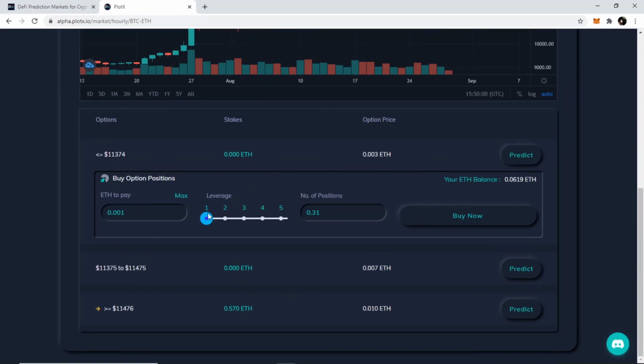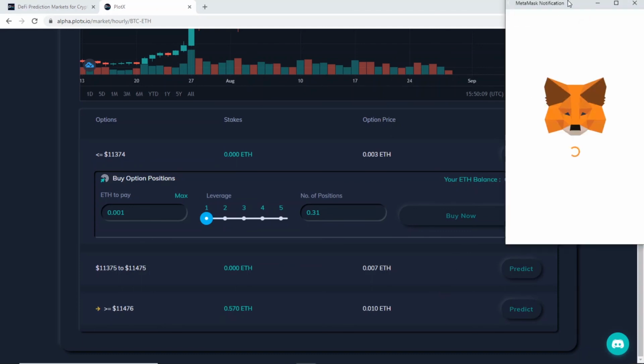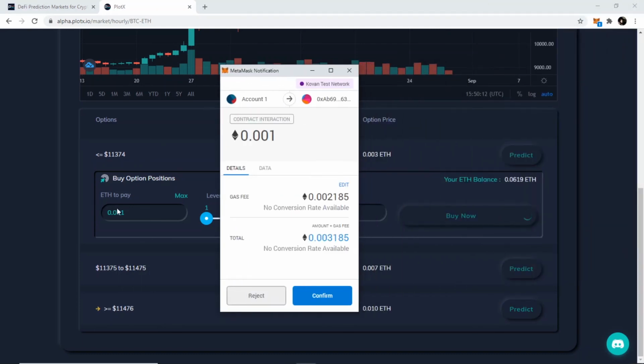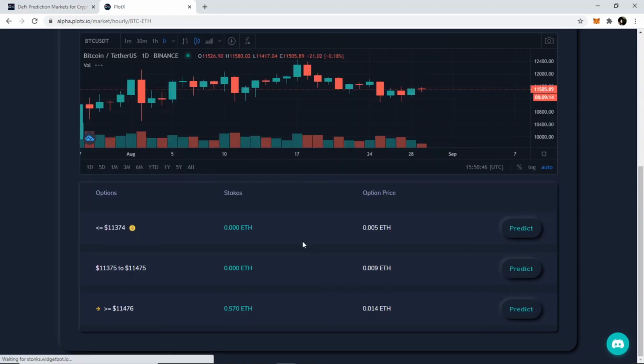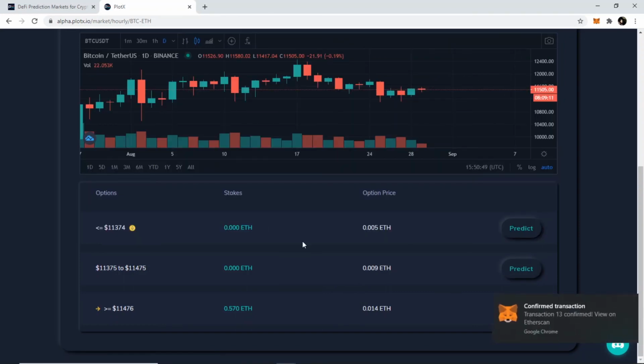Now I have entered the amount of ether I want to stake. I have selected the leverage I'm most comfortable with. I will click on buy now. An Ethereum transaction of 0.001 ether will automatically be initiated. The gas fee of this will be 0.00218 ether, and the total amount will be 0.003185, which is less than my ether balance. So let's click on confirm. I'm so sorry guys, I clicked on the reload button accidentally, but you can see that my transaction went through, and now I have basically staked 0.001 ether in this particular value.